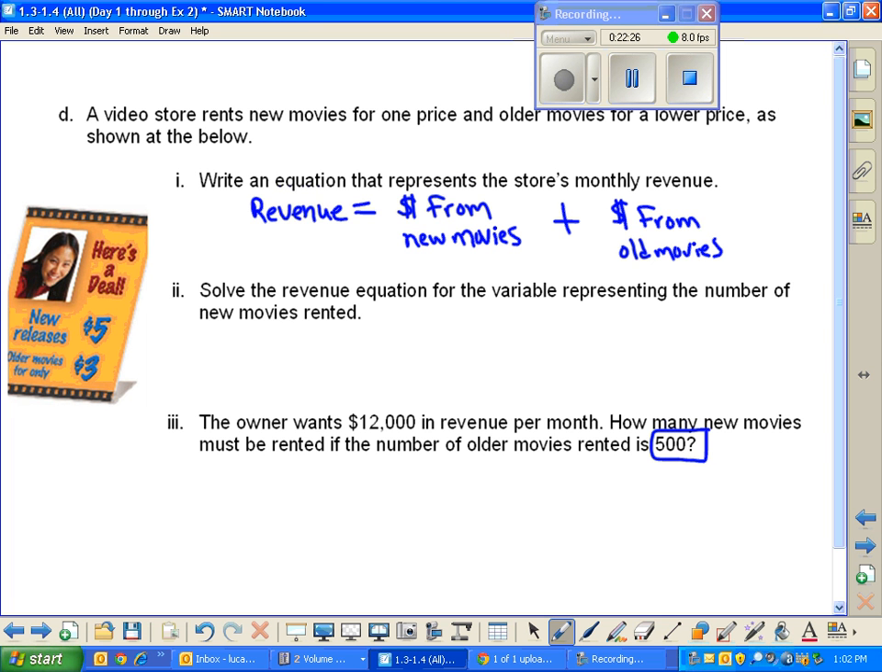I need somebody to pick a letter. A. Lovely. So this is going to be my number, not the amount of money from, because I know that. A is going to be my number of new movies. Okay, older movies. Should you use O? No, never use a variable O, because it looks like 0. That'll be true forever. Your Algebra 1 teachers probably talked to you about that. We don't use O as a variable.